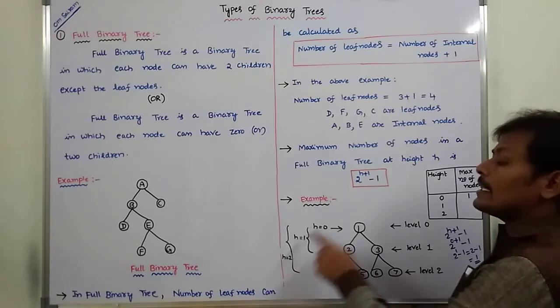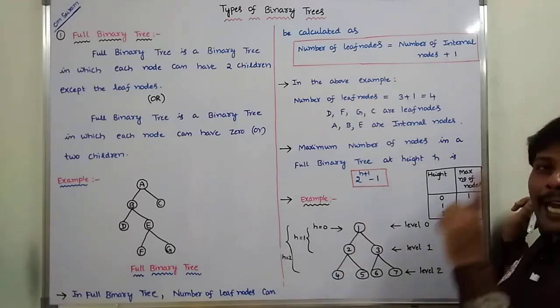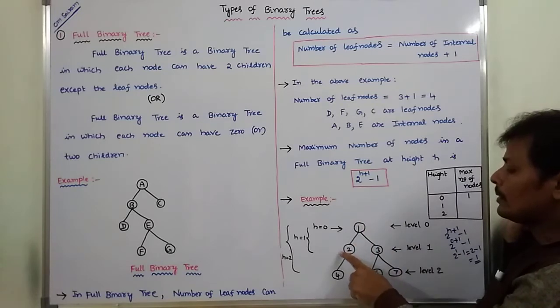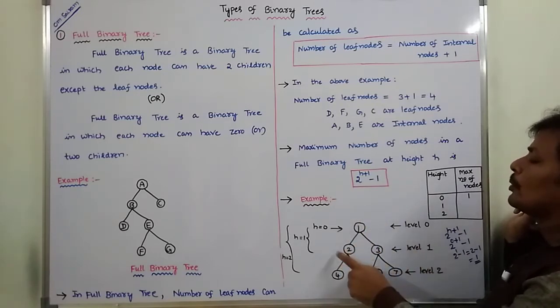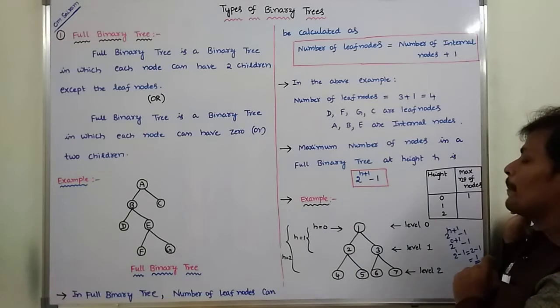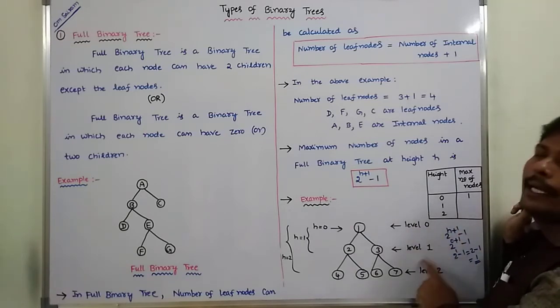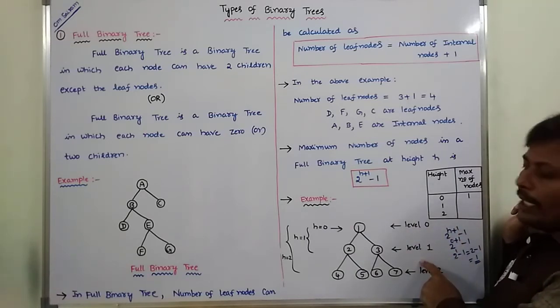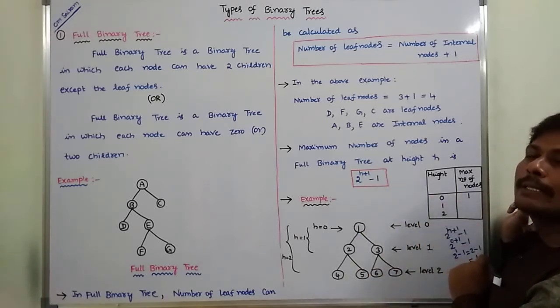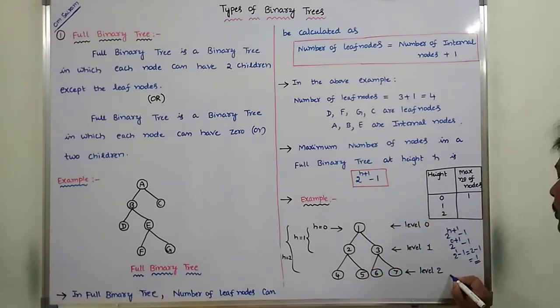Next, h is equal to 1 means height from root node to these nodes. Okay, that means level 0 to level 1. So how many number of nodes are there? So now 2 power h plus 1 minus 1. Now h is equal to 1. 2 power 1 plus 1 minus 1. So that is 2 power 2 minus 1. That is 4 minus 1. That is equal to 3.